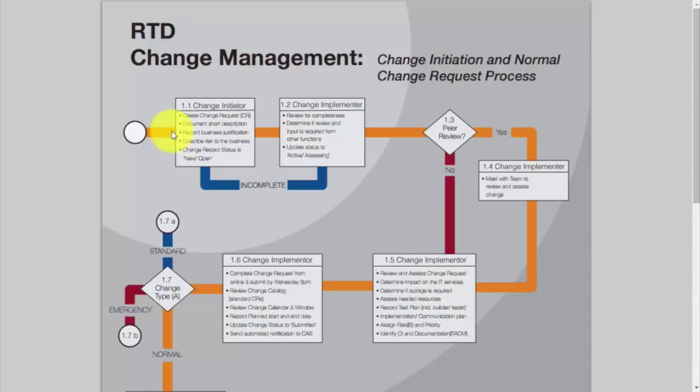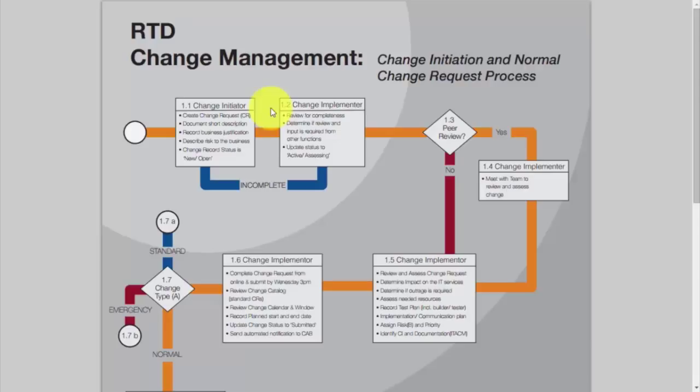In that documentation, we also need to describe the risks that are associated with this change to the business. The risk of a failure to update a piece of software successfully, the risk of losing the availability of a particular technology. And then we would need to change the record status to new/open for the change request. From there, we'll move to step 2, which is the change implementer.